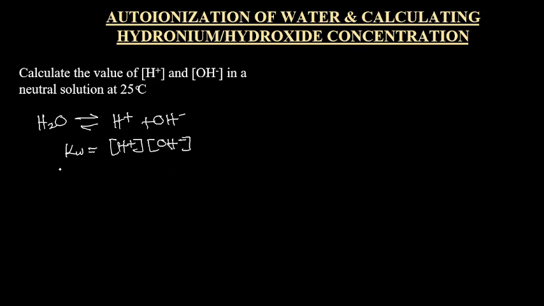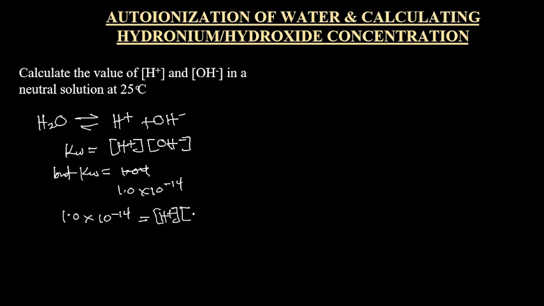Now Kw is equal to 1.0 times 10 exponent minus 14, which is something that you have to know. So what we are going to do is put this into the equation of Kw. So this is 1.0 times 10 exponent minus 14 equals the concentration of H plus times the concentration of OH minus, right? So this is the expression.